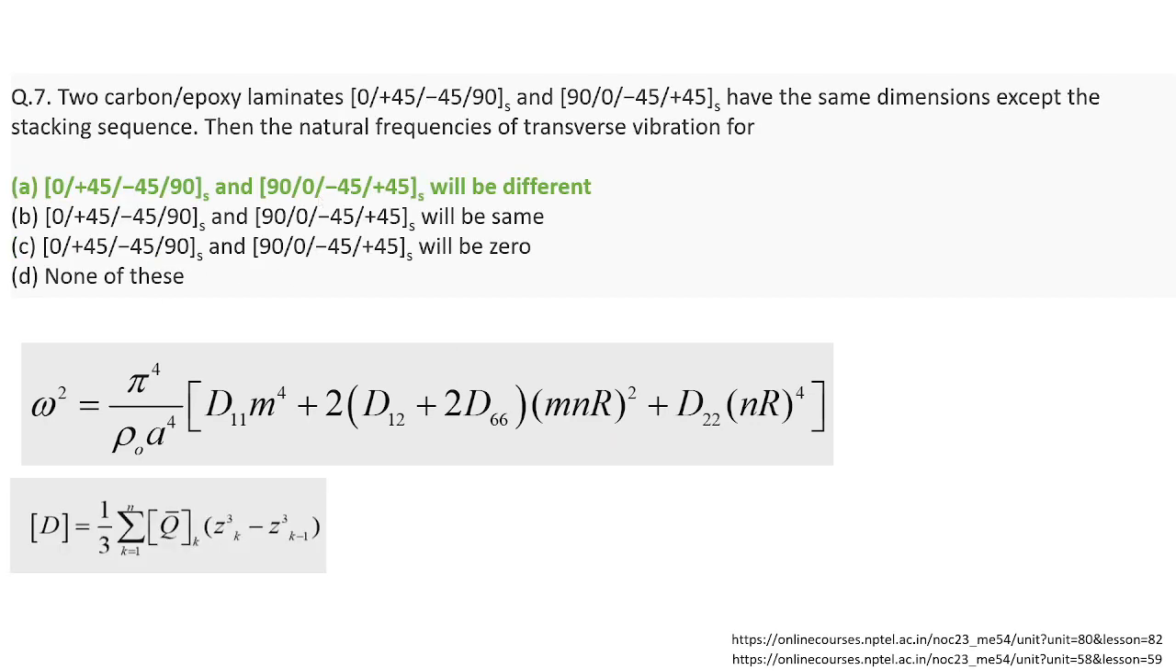And again the same kind of question on stacking sequence: two carbon epoxy laminates of 0 plus minus 45 90 symmetric and 90 0 plus minus 45 symmetric have the same dimensions except the stacking sequence. Then what will be the natural frequency of transverse vibration? As again it depends on the D matrix, and I explained that the D matrix depends on the cube of the positioning of the different laminas. So as the sequencing is different, their D matrix will be different and their natural frequency of transverse vibration will also be different.